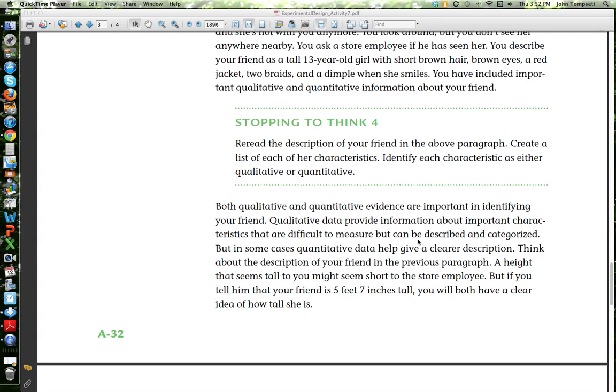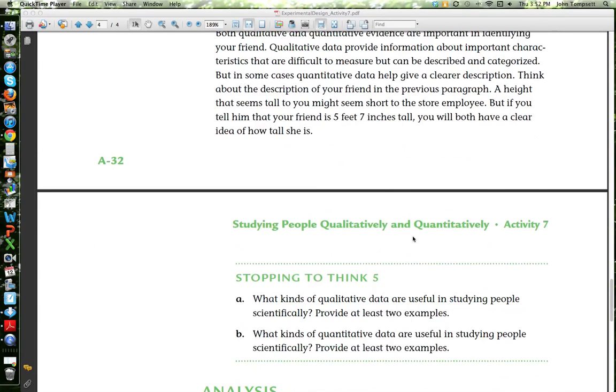Both qualitative and quantitative evidence are important in identifying your friend. Qualitative data provide information about important characteristics that are difficult to measure but can be described and categorized. But in some cases, quantitative data help give a clearer description. Think about the description of your friend in the previous paragraph. A height that seems tall to you might seem short to the store employee. But if you tell him that your friend is 5 feet 7 inches tall, you will both have a clear idea of how tall she is.